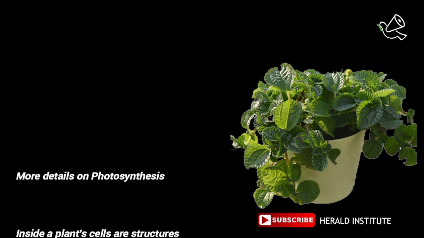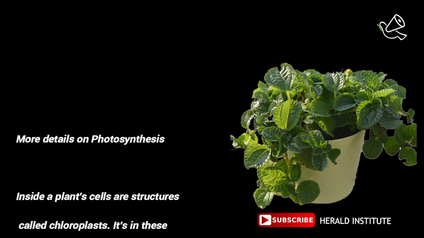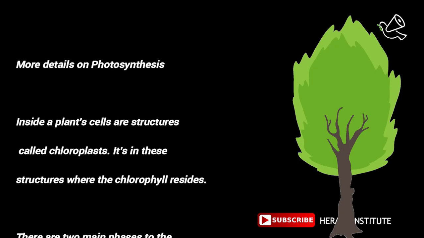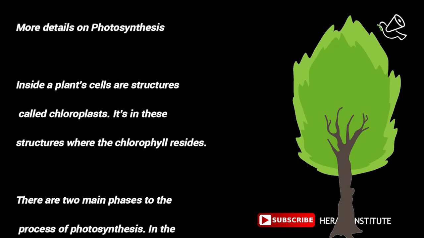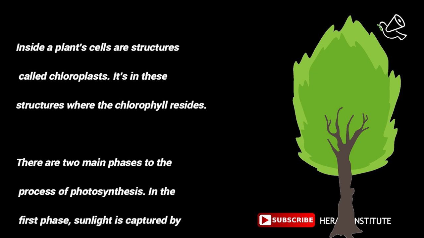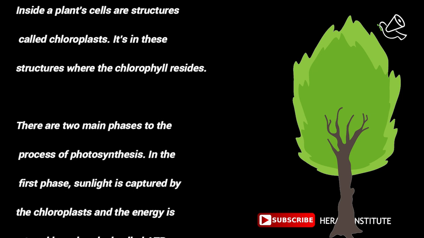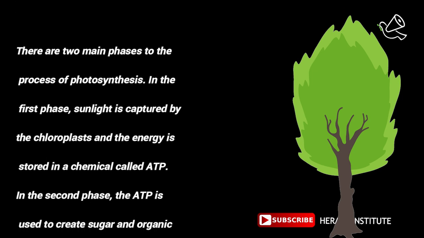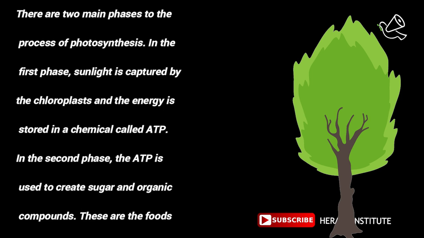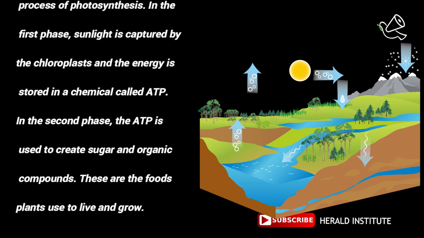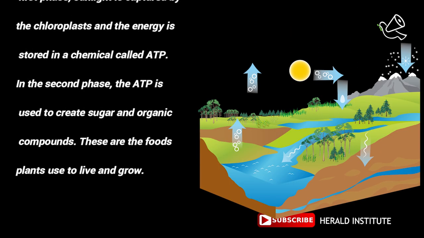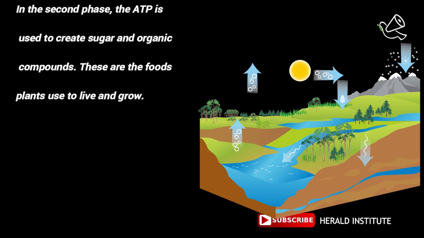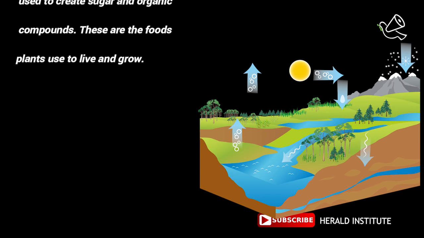More details on photosynthesis. Inside a plant cell are structures called chloroplasts. It's these structures where the chlorophyll resides. There are two main phases to the process of photosynthesis. In the first phase, sunlight is captured by the chloroplasts and the energy is stored in a chemical called ATP. In the second phase, the ATP is used to create sugar and organic compounds. These are the food plants used to live and grow.